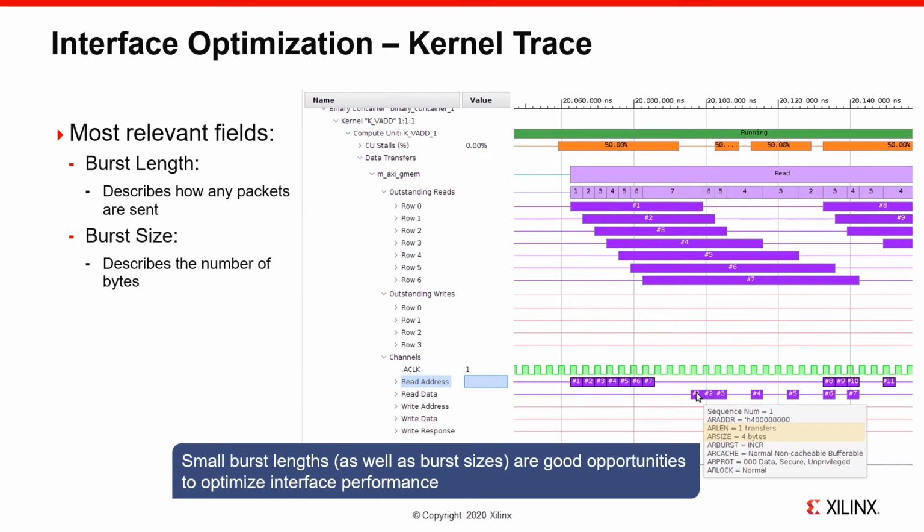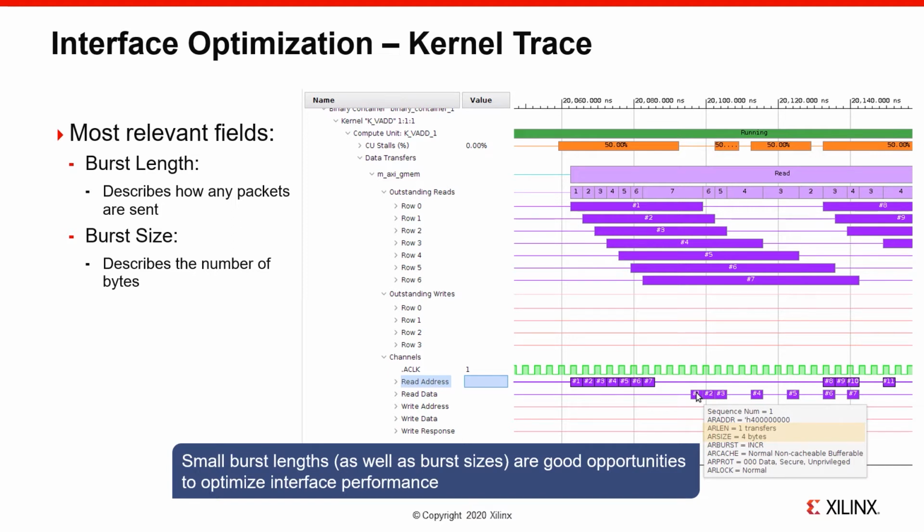For AXI ports that support burst transactions, we can review if bursts are actually being used and the efficiency of those transactions. Key metrics from the trace data will be the burst size, indicating how many bytes are transferred through an interface at a time, and the burst length. The length describes how many packets are being sent within one transaction. In this example, the burst length is 1 and only 4 bytes are being transferred for the highlighted transaction. The efficiency of this transaction is therefore fairly low.